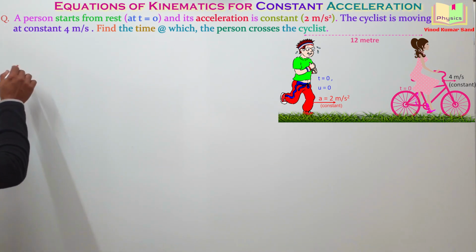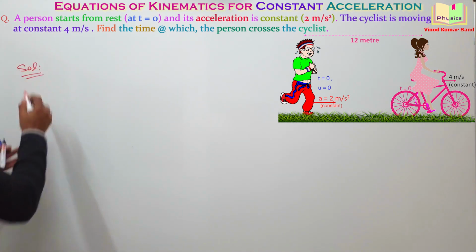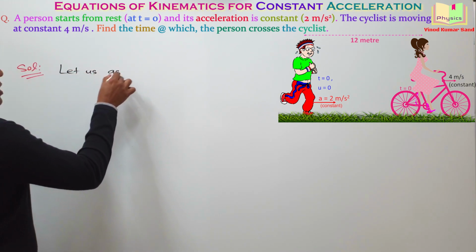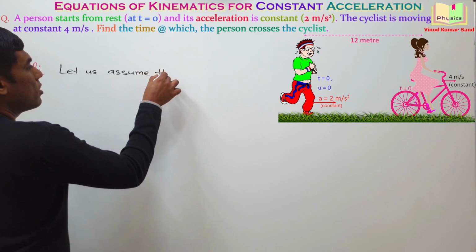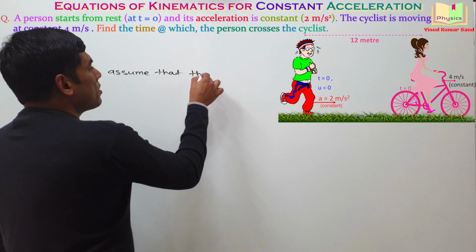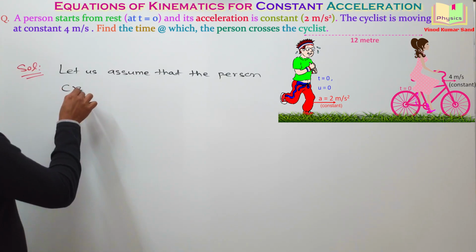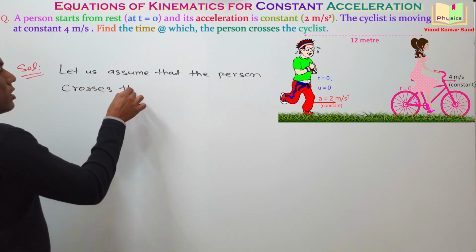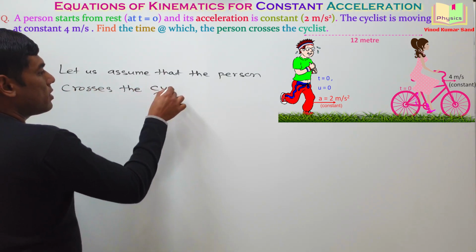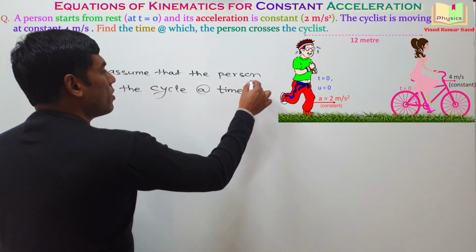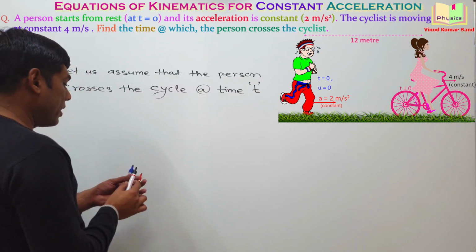So I am starting the solution here. Let us assume that the person crosses the cycle at time t. Okay, now I am making a diagram.